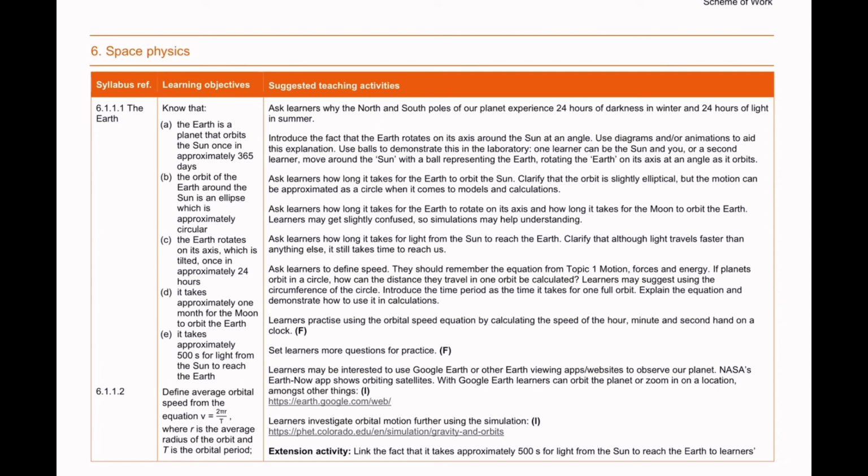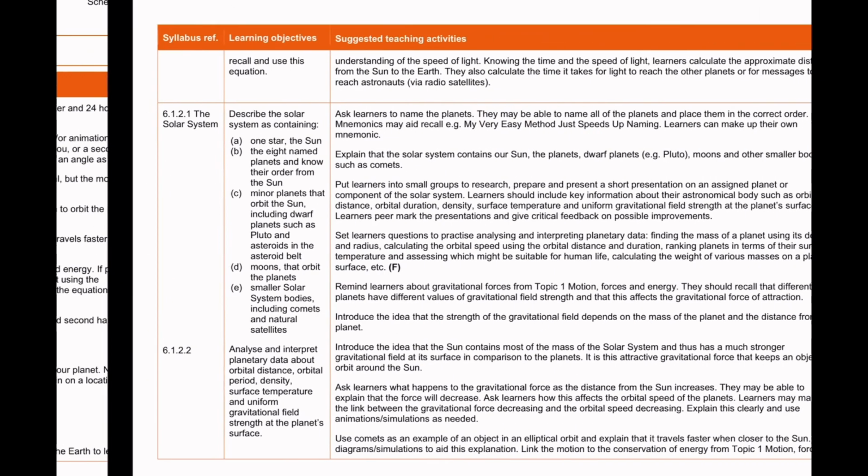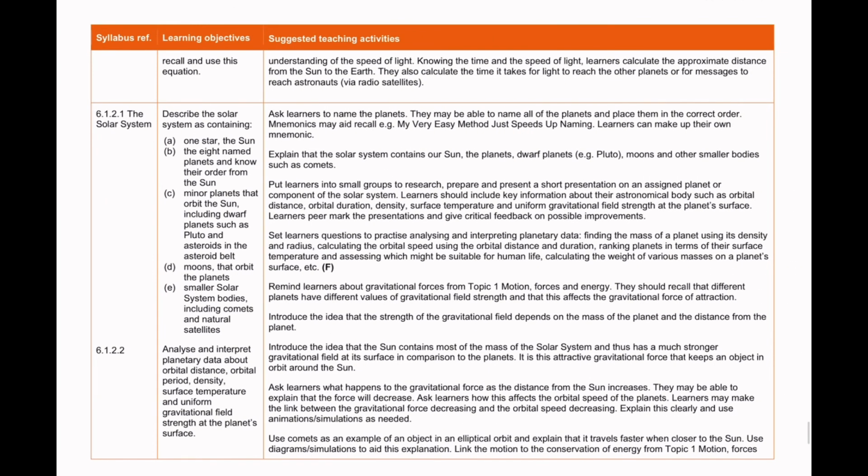D. It takes approximately 1 month for the Moon to orbit the Earth. E. It takes approximately 500 seconds for light from the Sun to reach Earth. Define the average orbital speed from the equation v equals 2 pi r upon T, where r is the average radius of the orbit and T is the orbital period. Recall and use this equation.